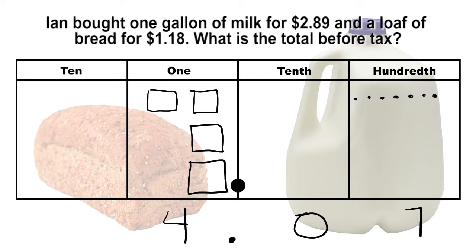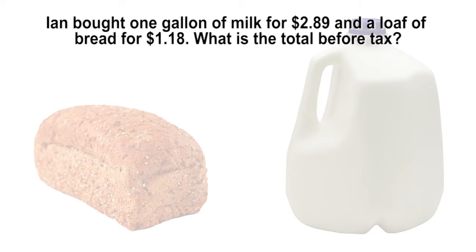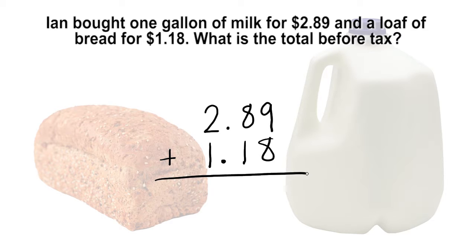Let's use the standard algorithm to solve the same problem. Our first number to record is the $2.89 for the milk. When writing this out, don't forget the decimal point. The next number to add will be the $1.18 for the bread. Pay special attention to the decimal. Make sure the digits and the decimal are lined up in their correct spots.